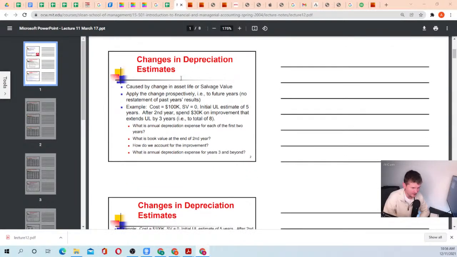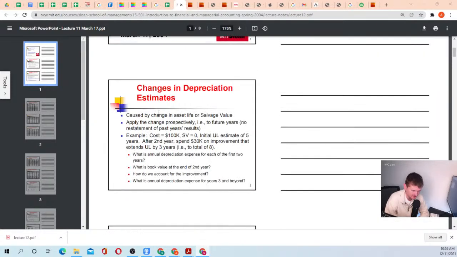Okay, so in the previous lecture we figured out that we might have a situation when we determined the useful life on the asset using our best judgment, and we determine the salvage value, and as time goes on something might happen, and we might have decided to do some improvement to the asset, and that improvement changes our estimate for the useful life of the asset. So what happens in such situation?